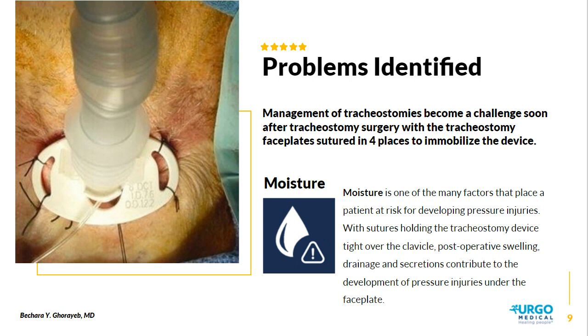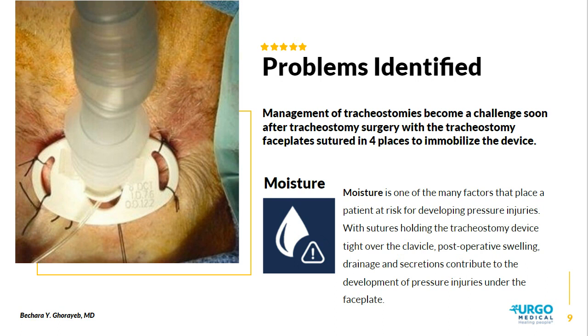In looking at all the past cases I had been involved with, I had to identify the challenges surrounding these tracheostomies. Why were we seeing pressure injuries around tracheostomies when we had solutions, or so-called solutions? Well, one, the development of pressure injuries around our tracheostomies happened fast. Our surgeons sutured these tracheostomy faceplates in 4 spots to help immobilize the device, and I'm sure a lot of you have seen that. It is very commonplace when it comes to tracheostomies.